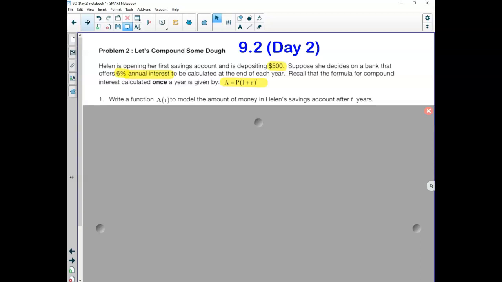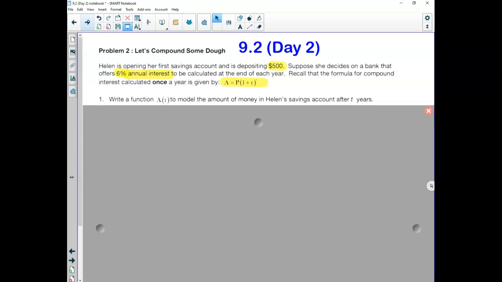And recall, the formula for compounded interest calculated once a year is given by P times (1 plus r) raised to the t power, where P is your principal, or your initial amount you deposited, and r is your rate. And remember, our rate is 6%, but we never plug percents into equations. They are always transformed to decimals first, and t is always time in years.